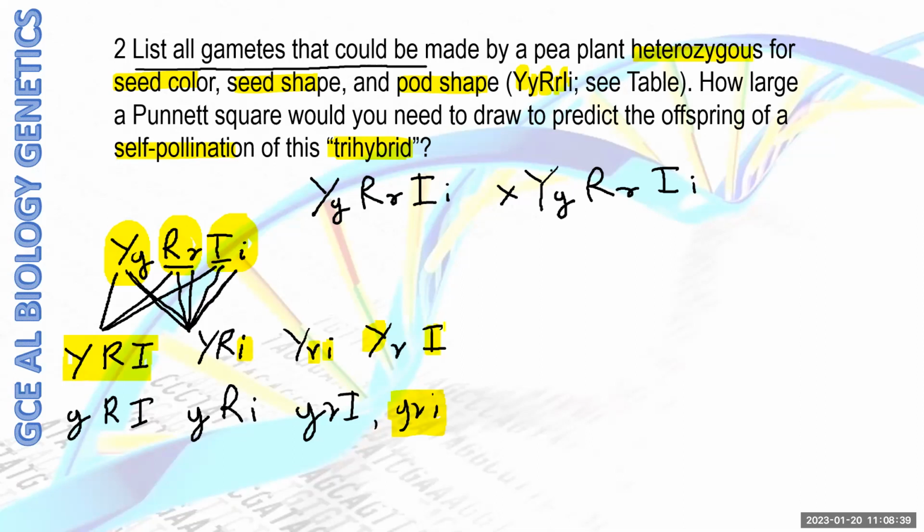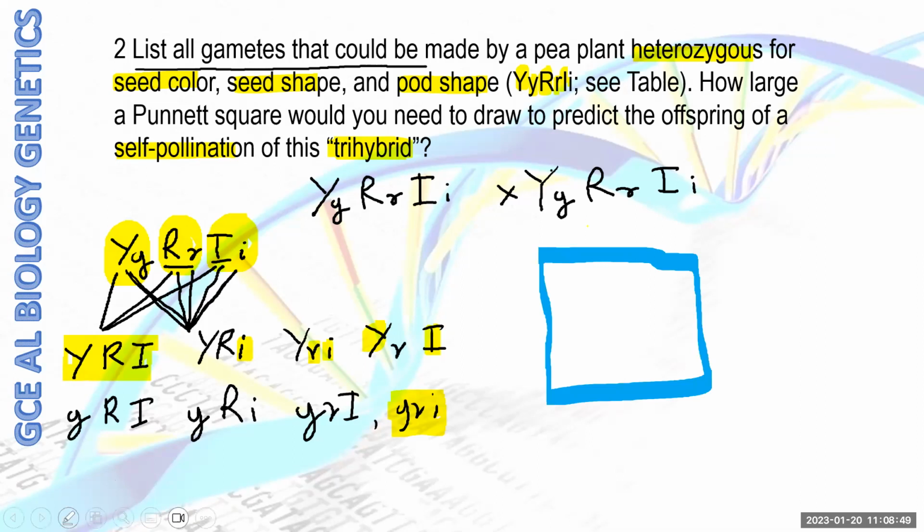So there are 8 gametes. This side has 8 gametes, and this side 8 gametes. There should be 64 then. 64 squares in this trihybrid cross in the Punnett square. Is this clear? Clear, sir.